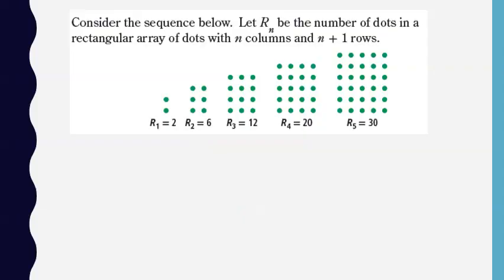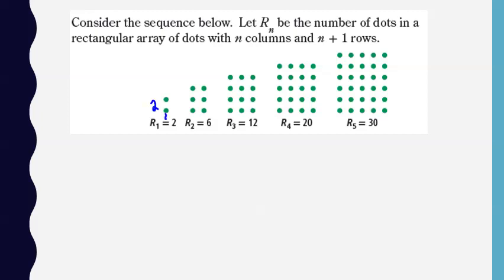Okay, so we're going to look at the sequence below with the different types of dots in it. We're going to let Rn be the number of dots in a rectangular array, so that's how many dots are in each rectangle, that has n columns and n plus 1 rows. If we look at the first one, we have 2 dots, which is 1 column and 2 rows.